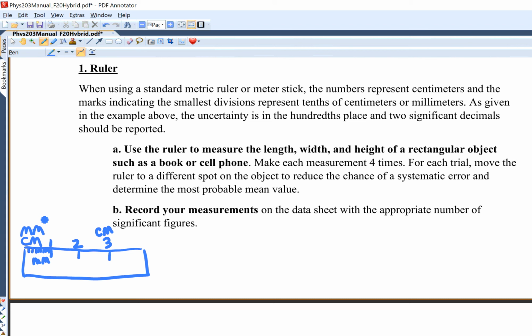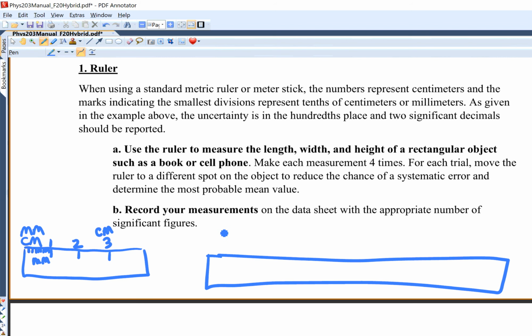Okay, so the numbers represent centimeters, and then the little tick marks in between represent millimeters. So just to give you a frame of what a centimeter is and what a millimeter is. A centimeter is about the width of your pinky, and a millimeter is really thin. It's just a tenth of a centimeter. So a couple of things about your ruler. Let me make this ruler bigger. So many of you think you know how to use a ruler, but indeed you do not.